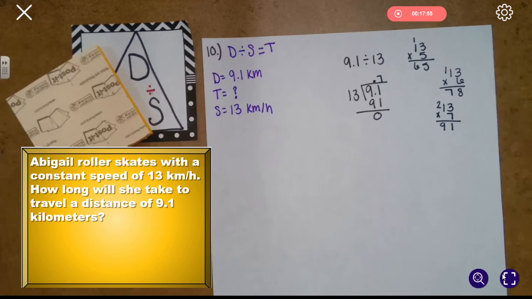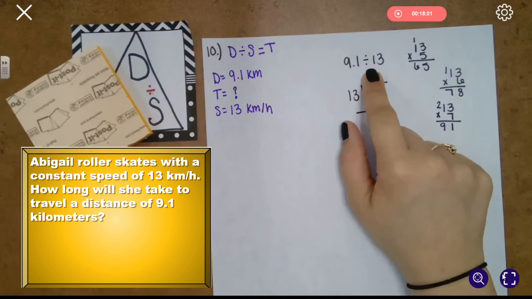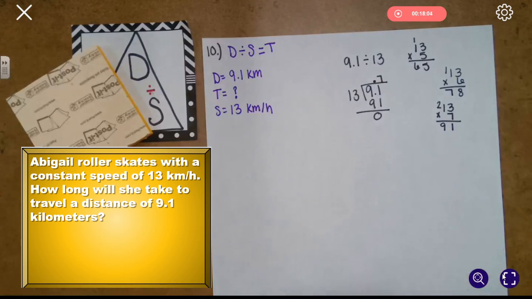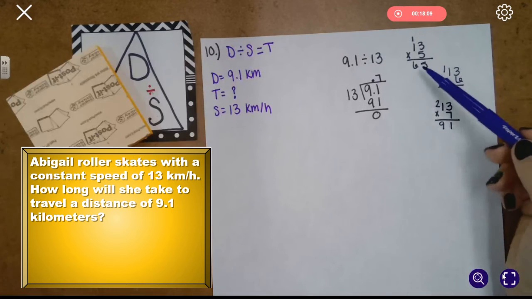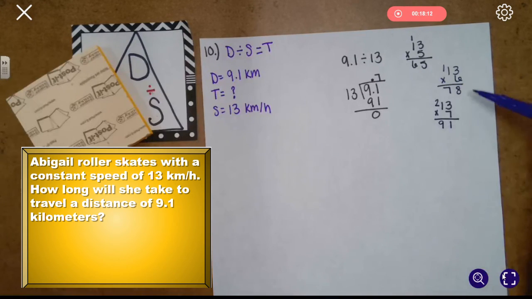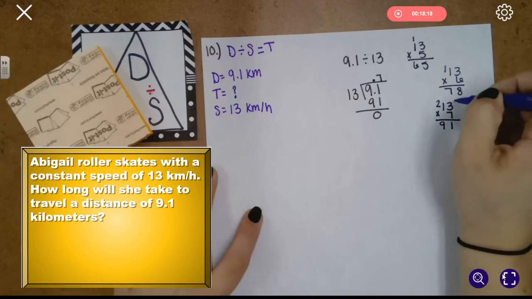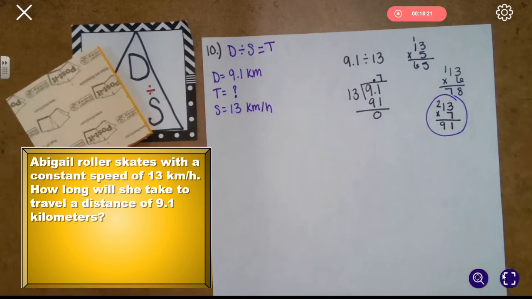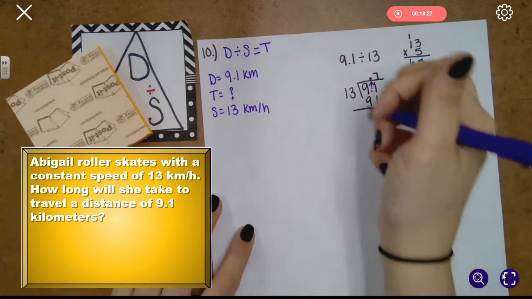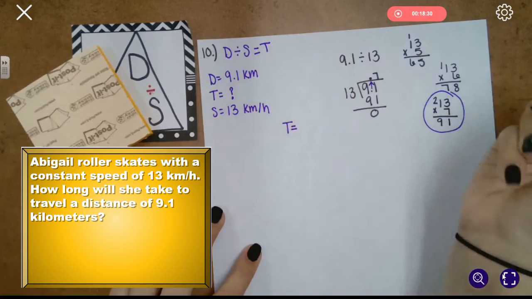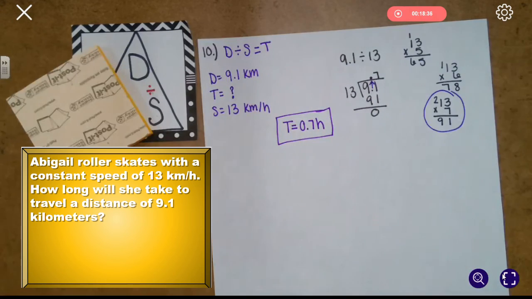Now that we got that out of the way, we're going to do distance, 9.1, divided by speed, 13. Let's see how much time it takes. So I don't know my 13s off the top of my head. I knew 13 times 5 was 65. We'll try 6. I can get closer than that. 7. Nail on the head. Bada bing, bada boom. It brought us to 91 because we have to bring that decimal point straight up. So our time is going to be 0.7 hours. Okay?